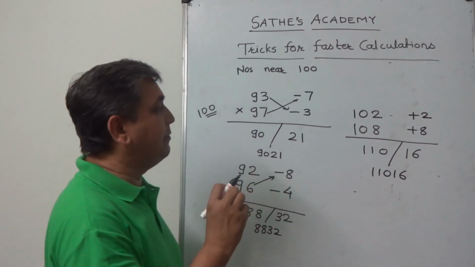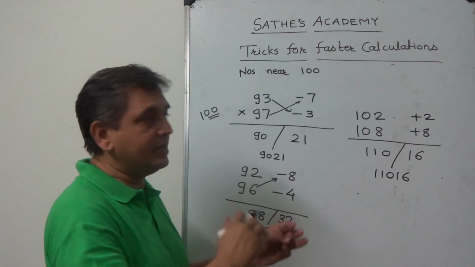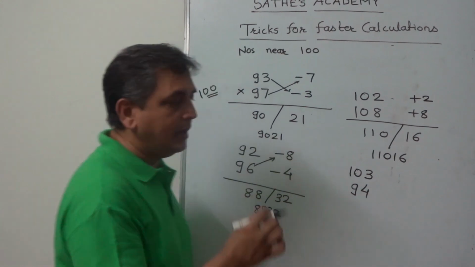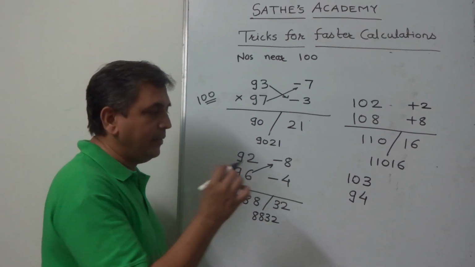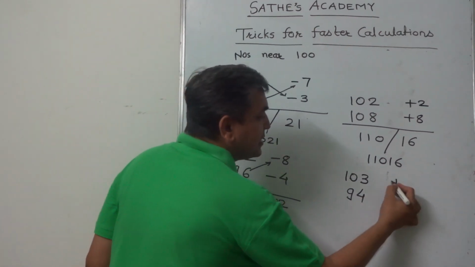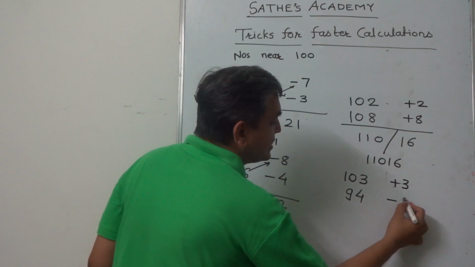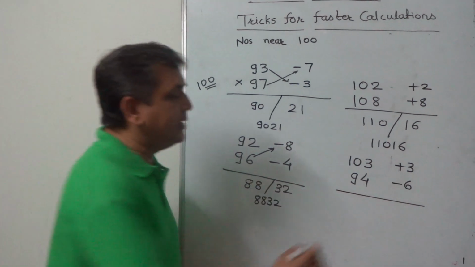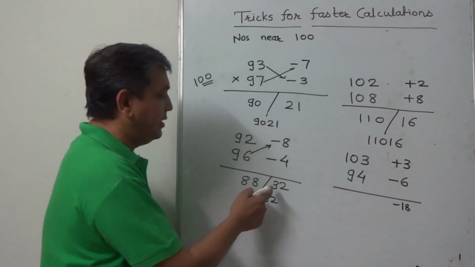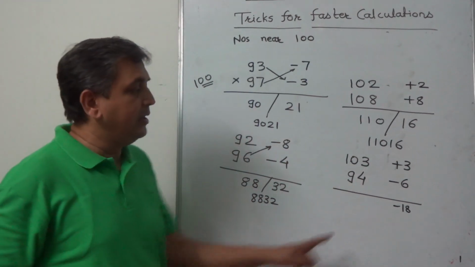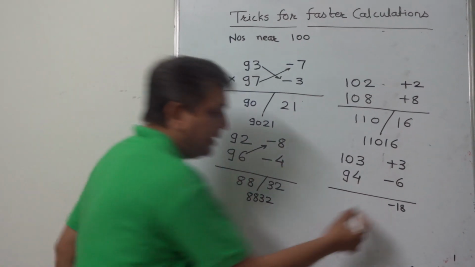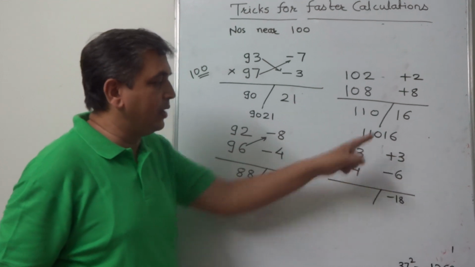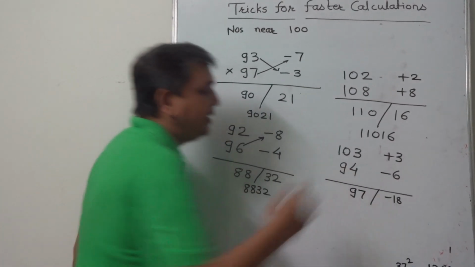Now let us take a problem where one number is more than 100, other number is less than 100. Like 103 and 94. A bit complicated, but we have to remember this step. This is plus 3 and this is minus 6. Correct? Now when we write this number, this is minus 18. This was plus 32, plus 21, plus 16, but this is minus 18. Just remember minus 18. And now 94 plus 3 or 103 minus 6. Whatever calculation we do, we get 97.